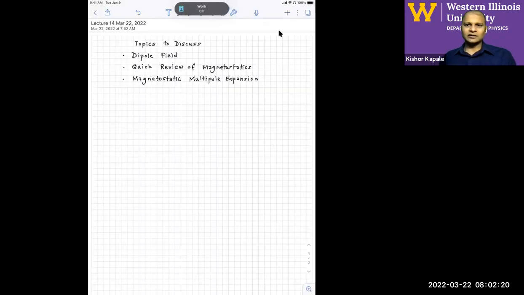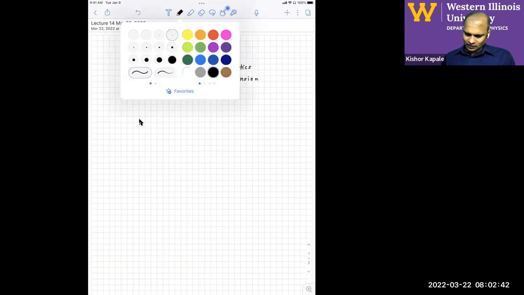Okay, there we have it. So this is what we're going to do. Let's do just a quick review of the dipole field that we did the other day. We calculated the field, but we kind of directly wrote down the expression for it in the 2D polar coordinates. So let's just do a recall.